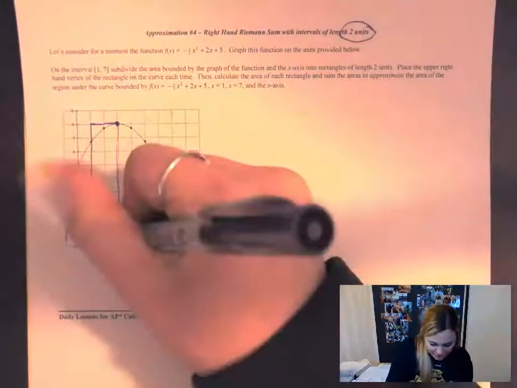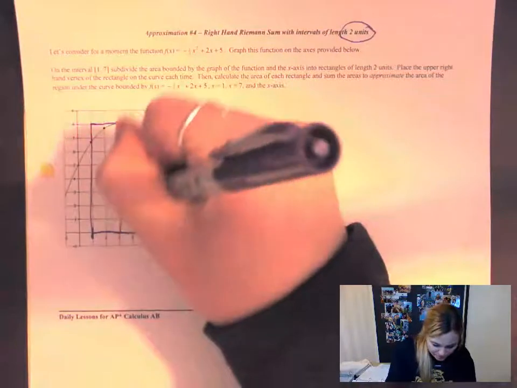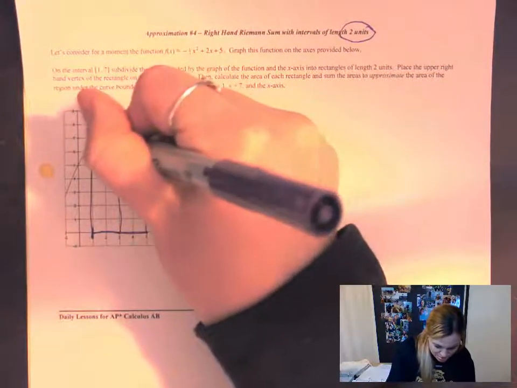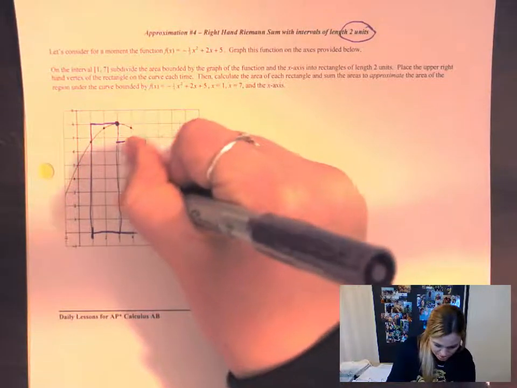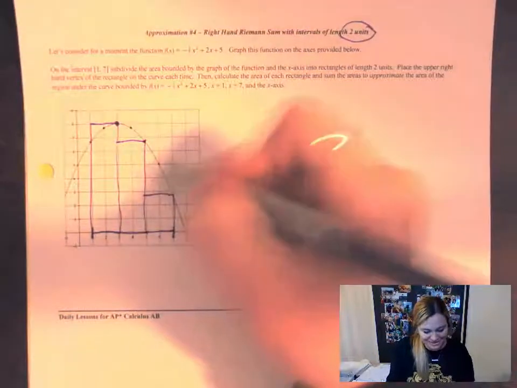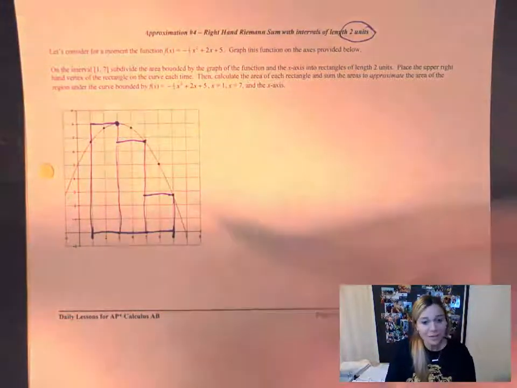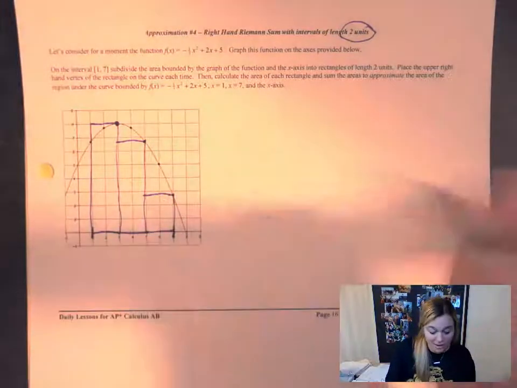Then I'm going to do the same thing in the next one. I'm going 2 units, choosing my height by going to the right. 2 units, going to the right. This is a terrible underestimate because you can see there's a big hole here. It's barely above there, but whatever, we're going to go with it. This is just one way to estimate. I didn't say it was a good way yet.